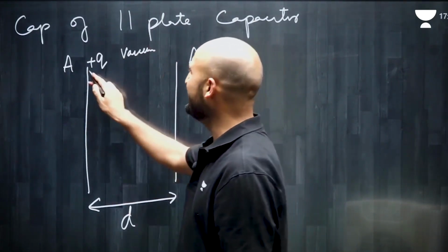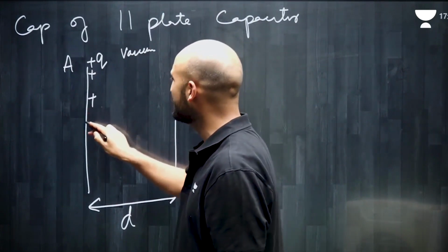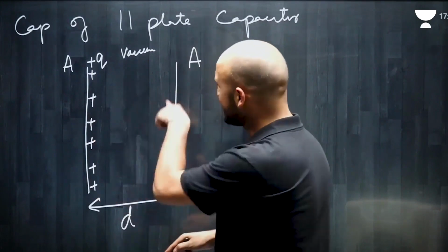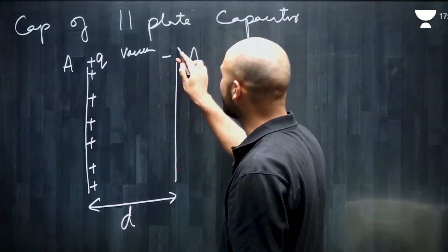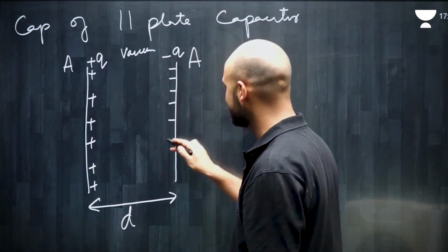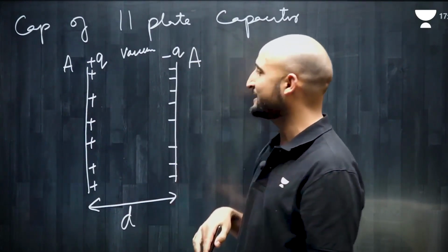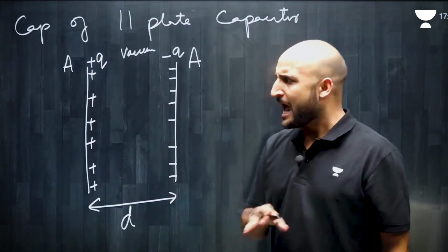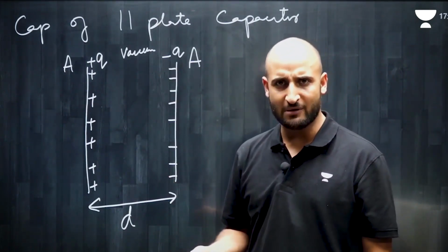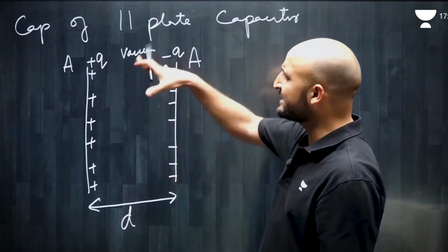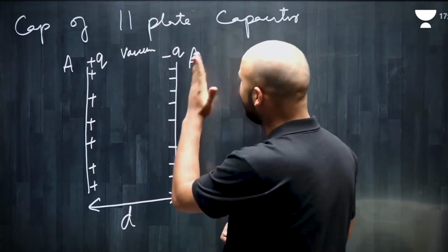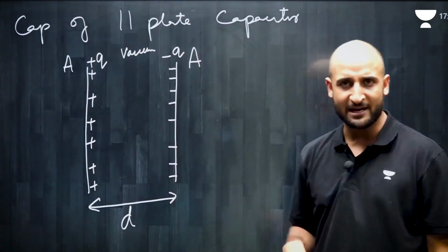This charge will be uniformly distributed on the inner surface of this plate, and because of induction, there will be minus Q charge on the inner surface of this plate, a negative charge. Here the question is how do I give charge to this? That's a different topic actually. Right now, let's assume that the charge on the inner surface of this plate is plus Q and the charge on the inner surface of this plate is minus Q.